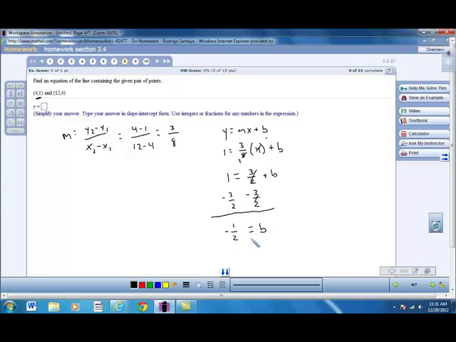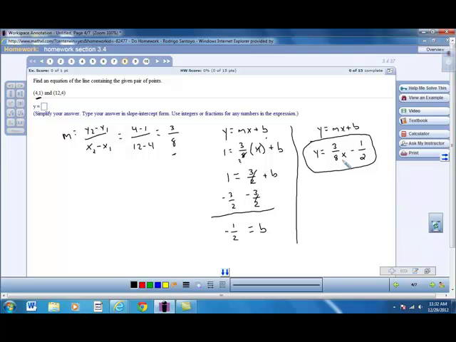Now are we done? I hope you guys say no, because that's just our b. They still want it in our y equals mx plus b form. Y equals, what's our m? 3/8. What's my b? Negative 1/2. Now we go ahead and say we're done.